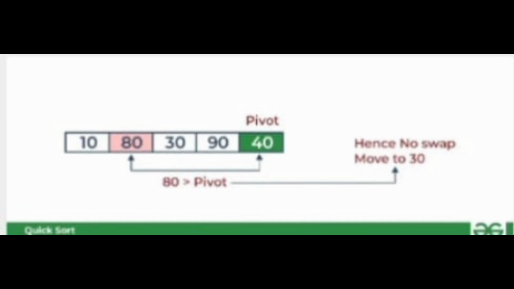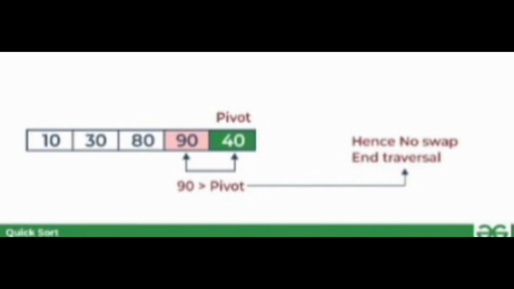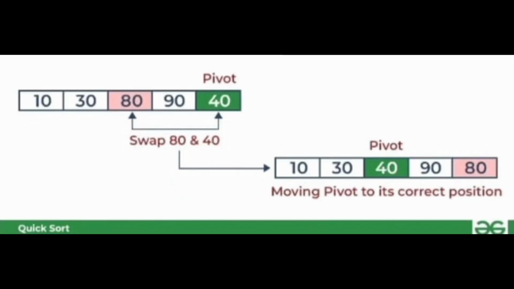Compare 30 with the pivot, it is less than the pivot, so arrange it accordingly. Then compare 90 with the pivot, it is greater than the pivot. So we have to change it. Arrange the pivot in the correct position.